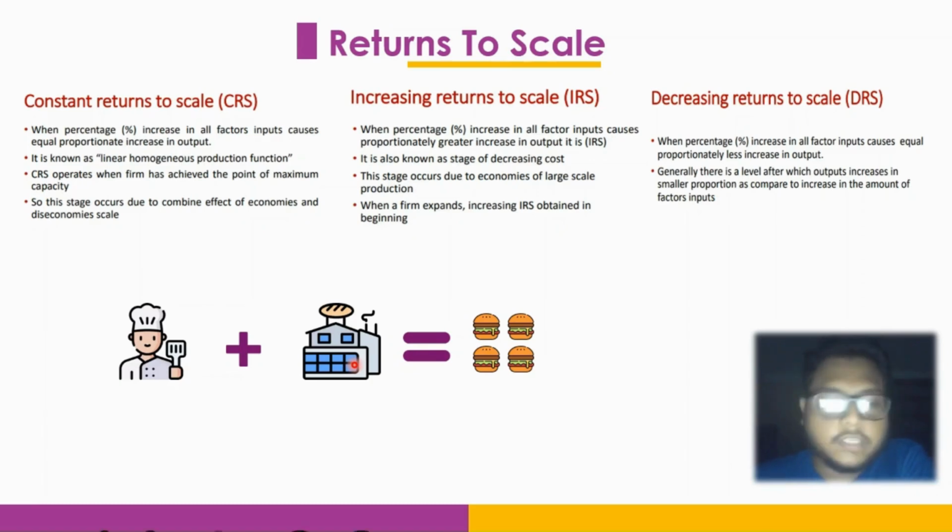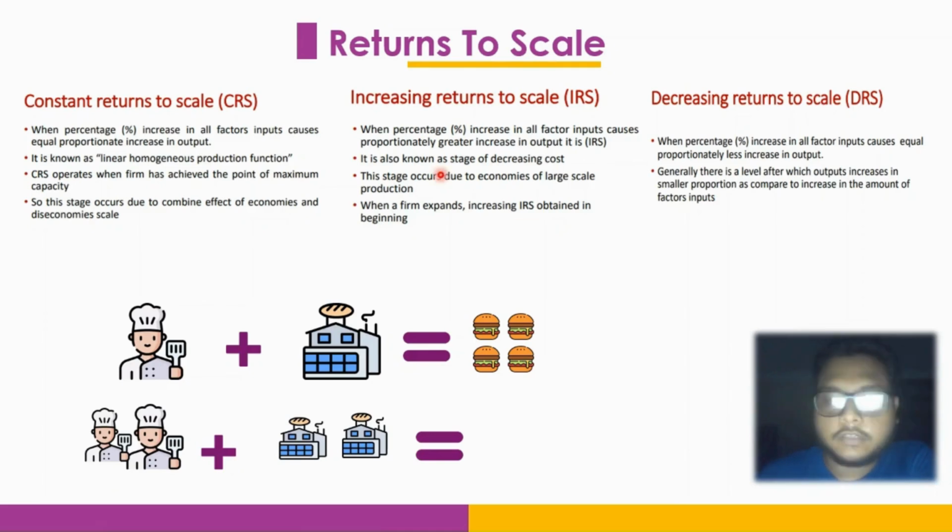If we double the factors of production, I am not considering only one factor, both the factors will be doubled in the same proportion simultaneously at the same time. In these cases there can be 3 cases of change in output. For example, because input was doubled, the output can also become double. Like here are 4 burgers, in the first case we get 4 plus 4, 8 burgers. This kind of scenario is called CRS, or constant return to scale.